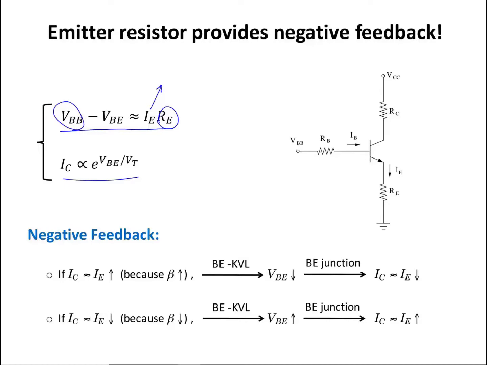So if emitter current increases, base emitter voltage is going to decrease, and because this decreases, the collector current, or emitter current, is going to decrease. On the other hand, if collector current or emitter current decreases because of changes in beta, when beta decreases, then base emitter voltage is going to increase, and because IC depends on the base emitter voltage exponentially, IC is going to increase. So emitter resistance provides negative feedback and provides stability in our circuit.